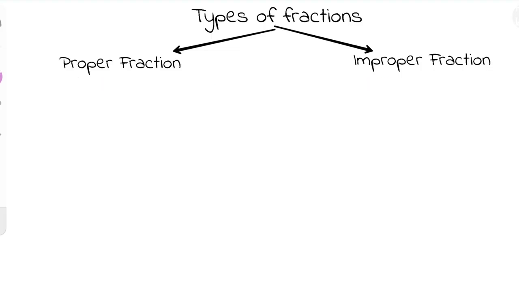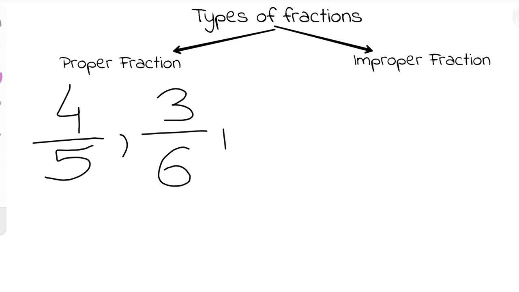Proper fractions are the fractions in which numerator is smaller and denominator is bigger. For example, 4 by 5. The numerator is smaller and the denominator is bigger. Okay, so this is a proper fraction. Similarly, we can have 3 by 6 or 2 by 8. These are all proper fractions as the numerator is smaller and the denominator is bigger.